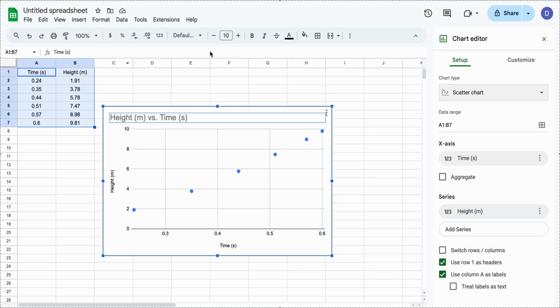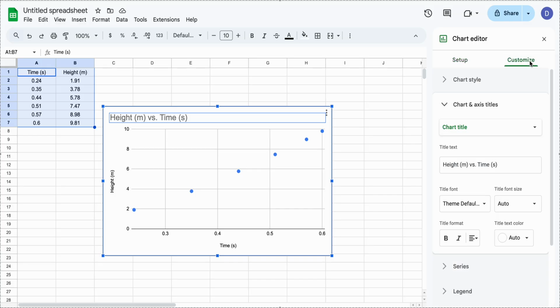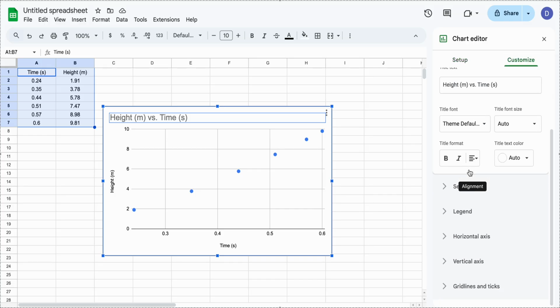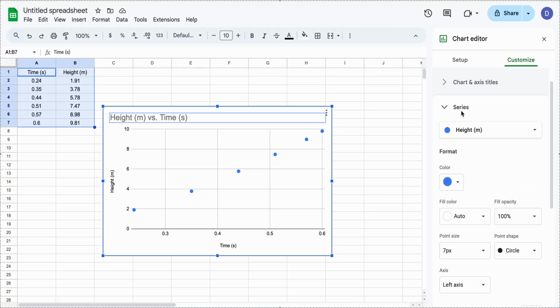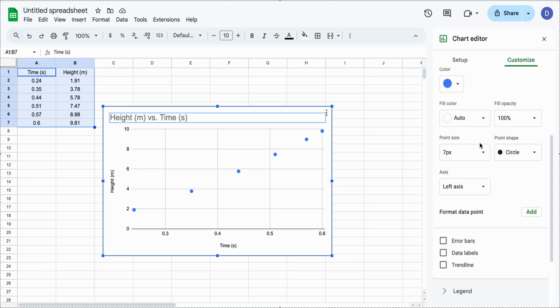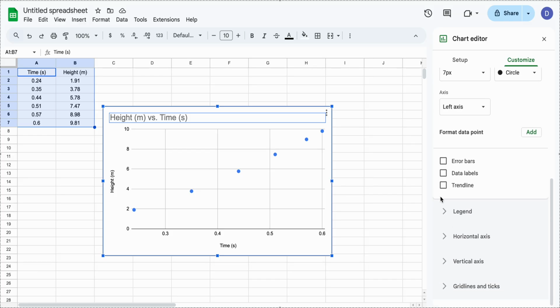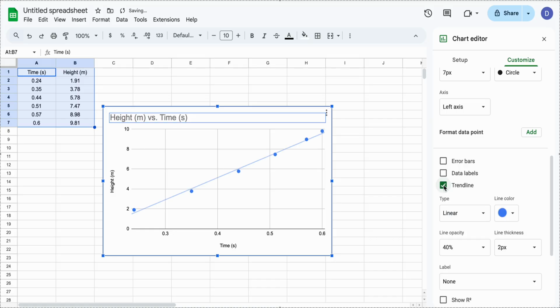All right, let's move on to now we need to add a line of best fit, or we can call it a regression line, or we can call it a trend line. So for that, we go to customize. Under customization, we go to series. Okay, so remember I selected series. Under series, there are lots of things you can do, but we want a trend line. So I'm going to click this box, and there is our trend line.